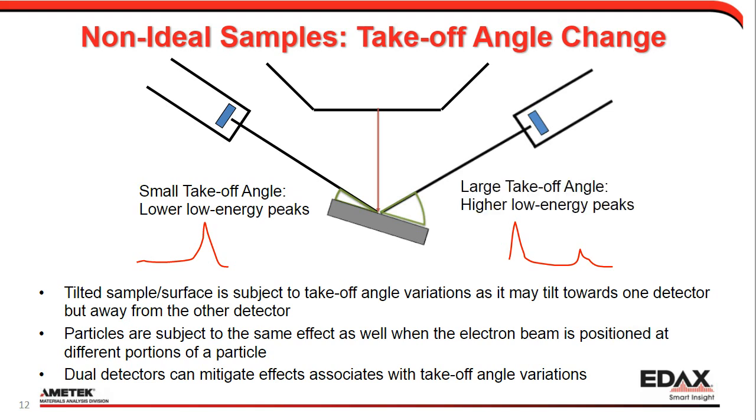On the right-hand side, the large takeoff angle gives a shorter escape path for X-rays. Low-energy X-rays are subject to less absorption, resulting in higher low-energy peaks in the spectrum. For particles, they are subject to the same effect when the electron beam is positioned at different portions of a particle. The takeoff angles can be smaller or larger than normal. When dual detectors are used, the effects associated with takeoff angle variations will be reduced by merging the two sets of data.